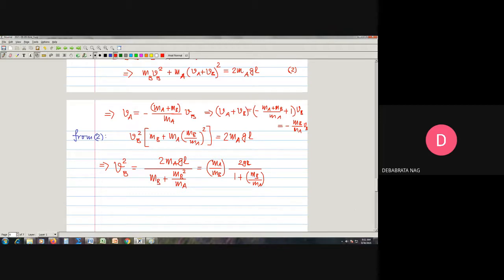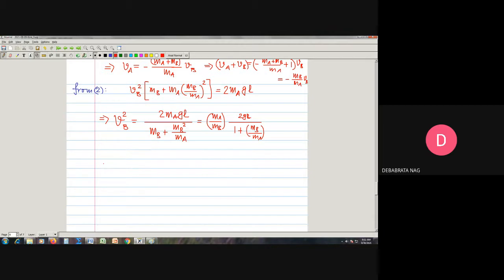Now from here I can say that VB, that means our desired velocity of the trolley, turns out to be root over 2GL, and this will give me the dimension of the velocity. Under root, it is the ratio of these two masses, MA by MB, divided by 1 plus MB by MA. So we can write it in this manner. This is going to be my answer in this form.